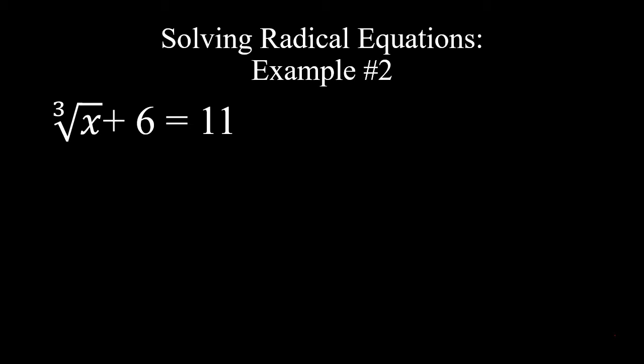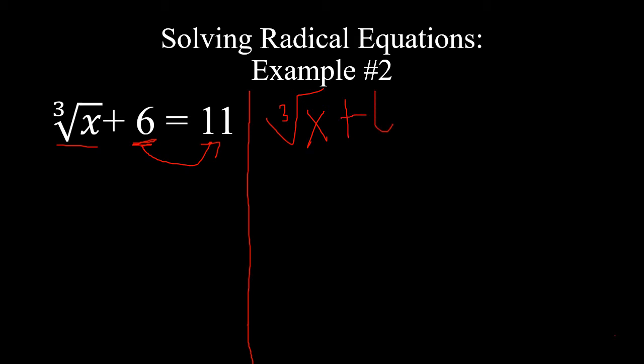For this one, we have the radical on the left side, but we also have the 6 on the left side. We need to get that over to the right before we can raise to the index power. That's what we're going to do first. Let me draw my line. We have the cube root of x plus 6 equals 11. It's important to notice that that 6 is not underneath the radical. That 6 is separate from the radical.